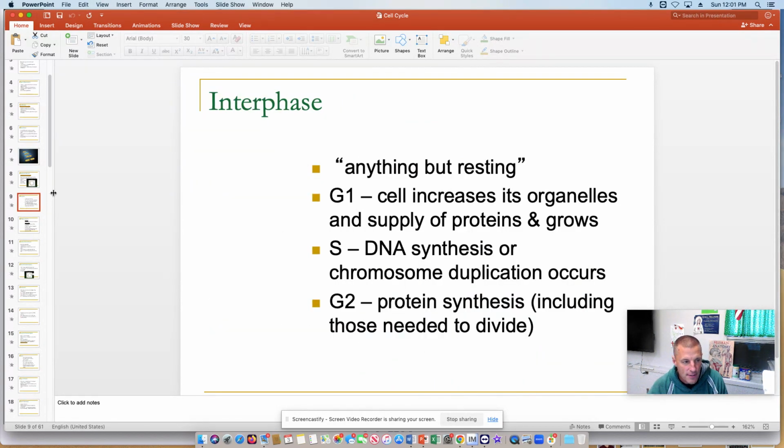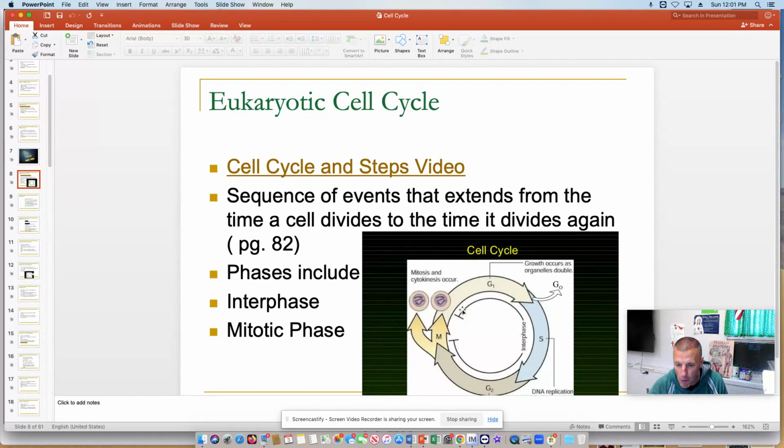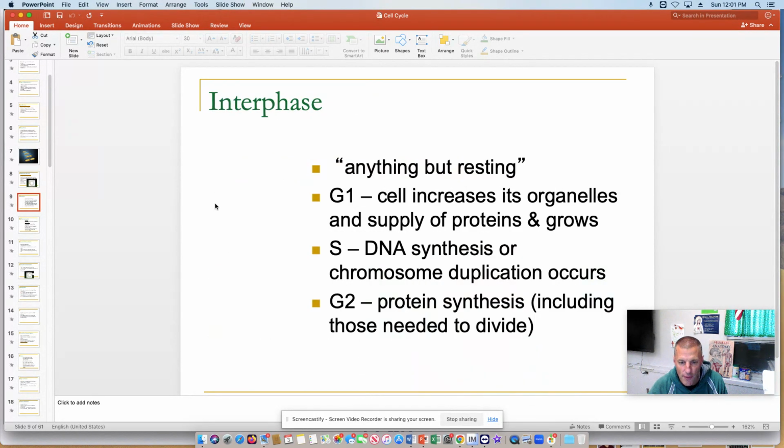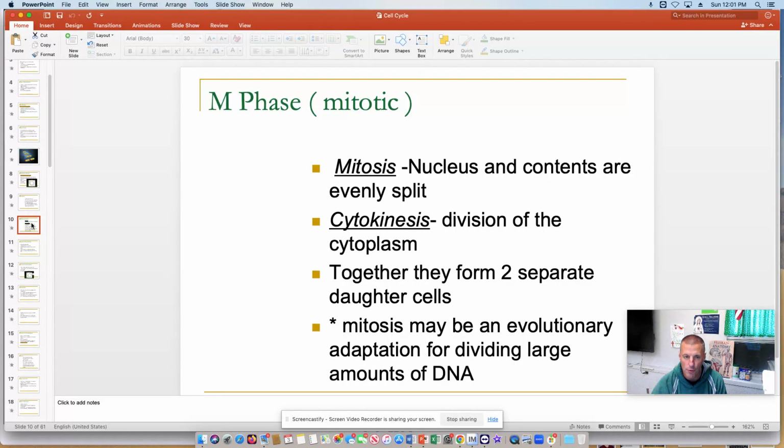During interphase, so going back to this, most of the cell's lifetime is spent in interphase, but it's important to note that there's a lot going on there, even though it is interphase. And so in G1, it's growing and multiplying organelles. S, DNA is copying. G2, proteins needed for division are produced.